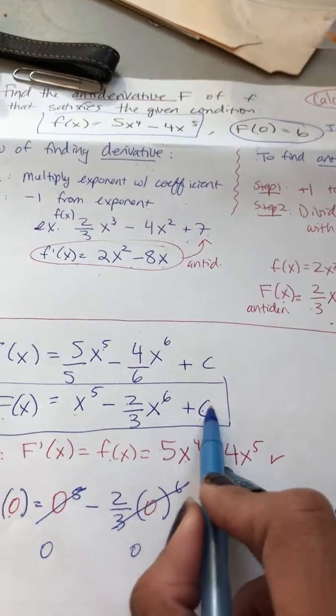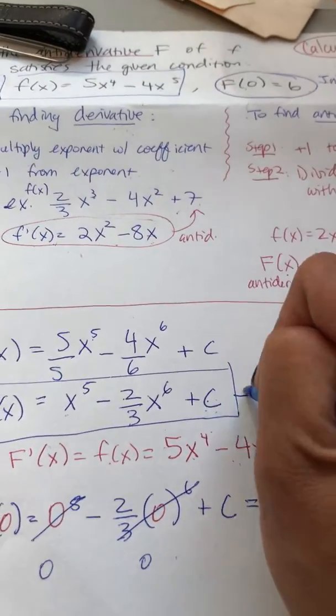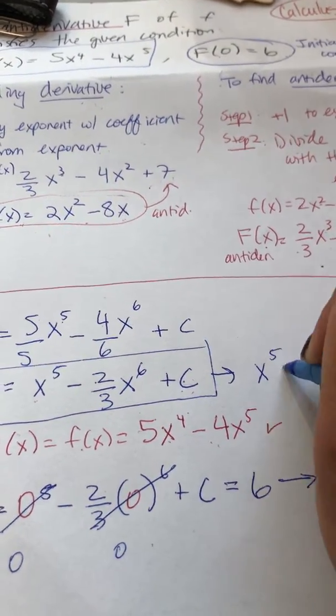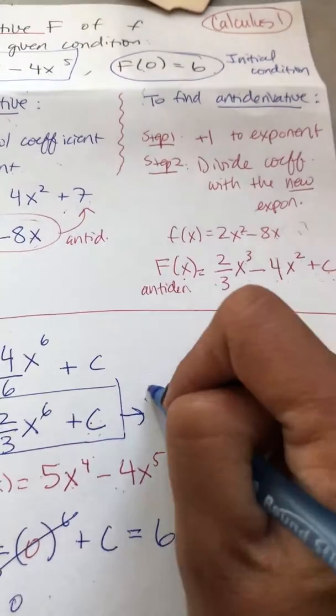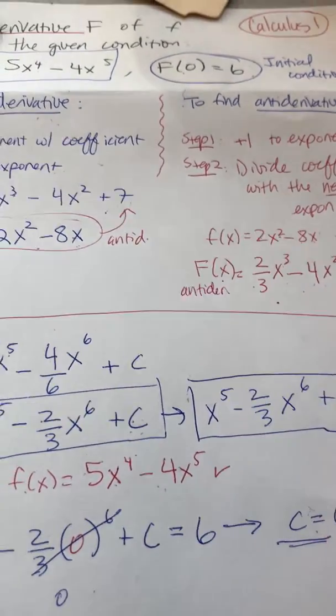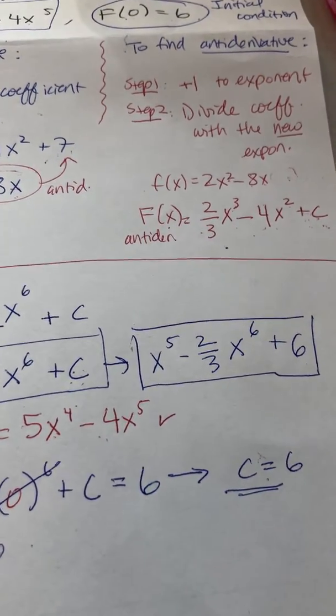So I'm going to plug the 6 back into here. My answer then becomes x to the 5th minus 2/3 x to the 6th plus 6. Ta-da! If you need any clarifications, let me know.